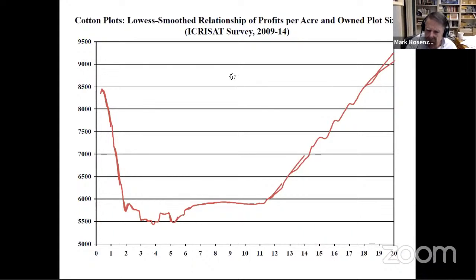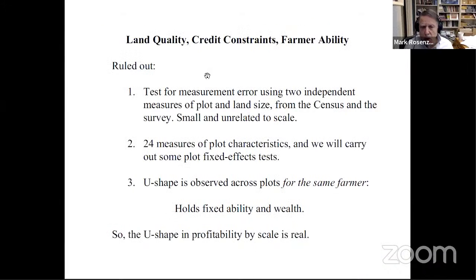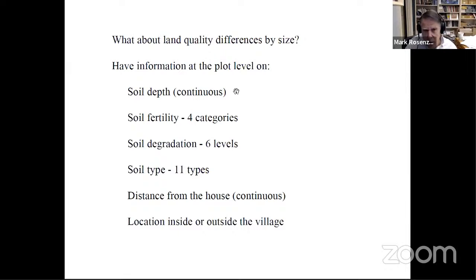Okay, but there are some other issues. There may be differences in land quality. And the primary one that most development economists would think about is that the larger farms are wealthier farmers, they have better access to credit, they can finance more inputs, they're just using more inputs efficiently, they're not constrained, and so that's why they have higher profits per acre. So we have to deal with those two issues as well, the plot quality and farmer abilities, either just being more capable farmers or having better access to inputs. Okay, so what are we going to do? Well, first we have 24 different measures of soil quality that we can use.